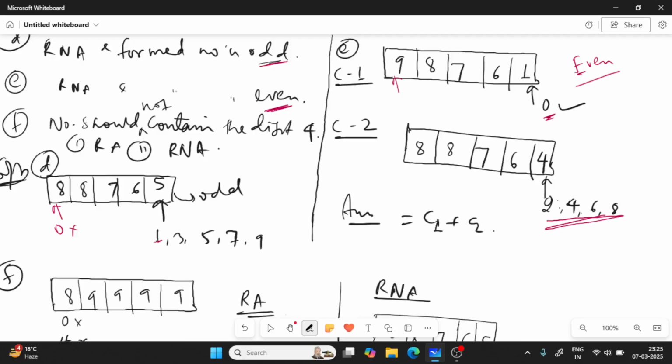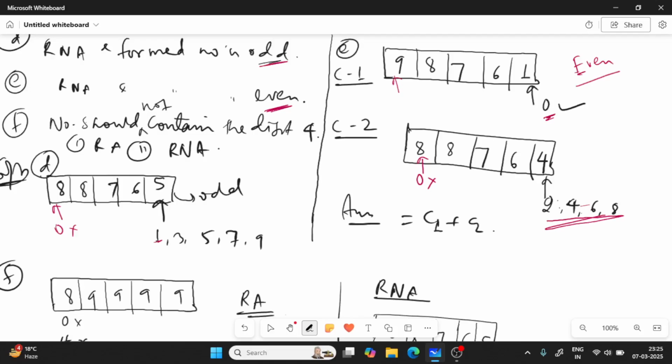And when the last digit is filled with 2, 4, 6, we have a total of 4 ways. So in that case, the leftmost place can be filled in 8 ways. In 8 ways, how? Because 0 cannot be used here, and the one digit which has been placed here cannot be put here. So two digits have been already used, so we are left with 8 digits only. That's why we have kept 8 here.